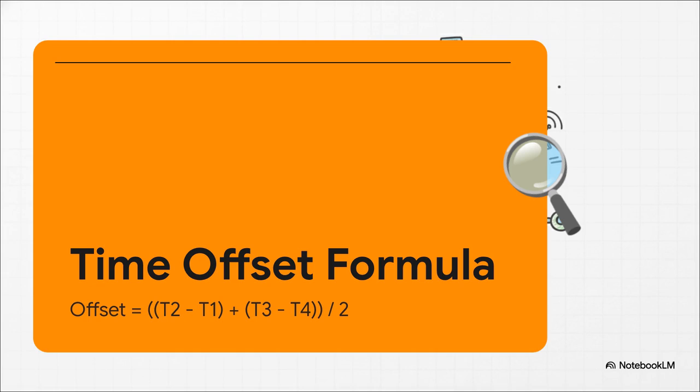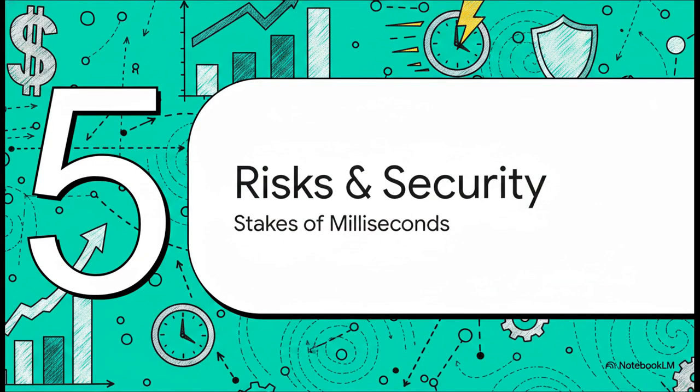So what do we actually do with those 4 timestamps? By applying this time offset formula, which is ((T2 minus T1) plus (T3 minus T4)) divided by 2, your client computer can calculate exactly how far off its own internal clock is from the server. And here's the absolute kicker. It calculates this while completely ignoring the time lost while the data was physically traveling through the internet cables. It's basically math acting as a flawless bridge between a faulty hardware clock and an atomic standard. Pretty genius, right?